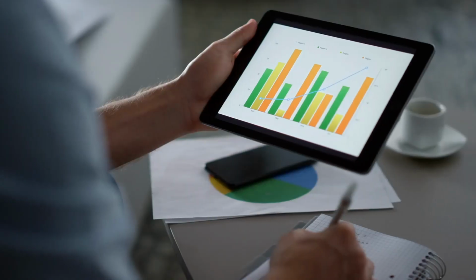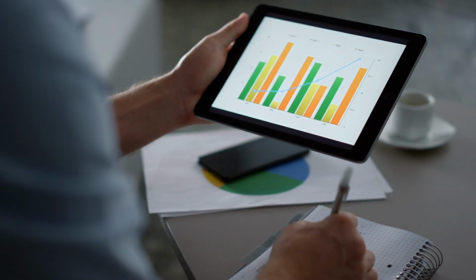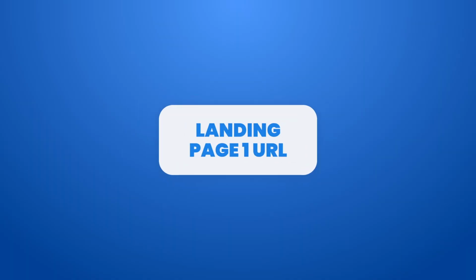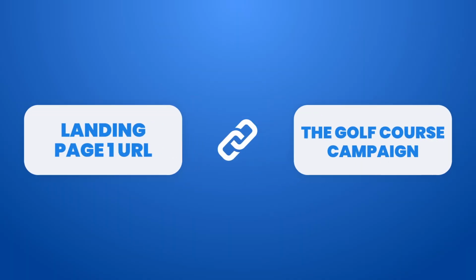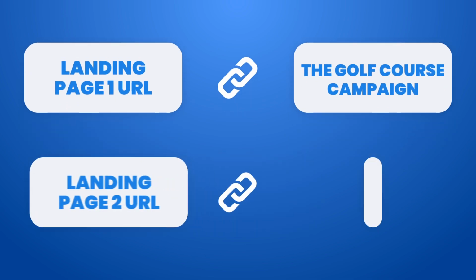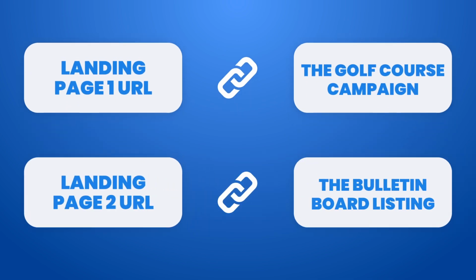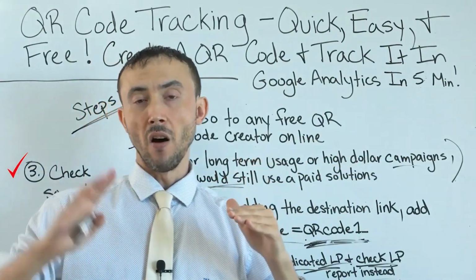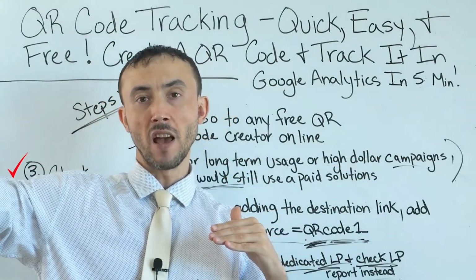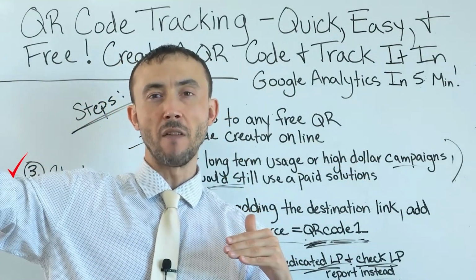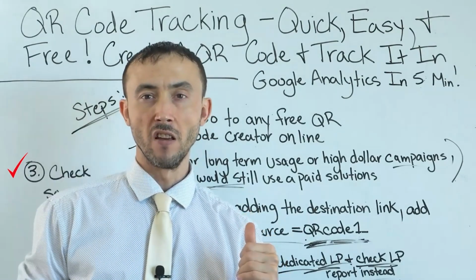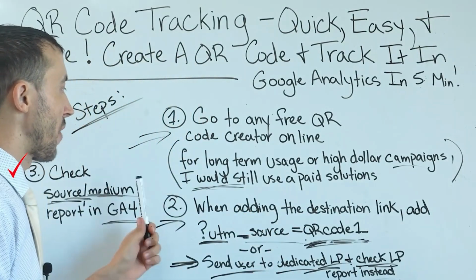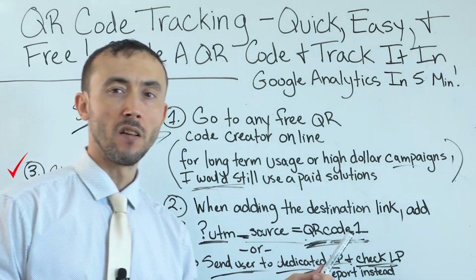You can have a key somewhere that you write down on a piece of paper or whatnot. Landing page 1 URL is linked to the golf course campaign. Landing page 2 is linked to the bulletin board listing that we did. So that at the end of the day, you go to the landing page report, and you're going to know how many QR code usages have happened from each place that you're advertising with the QR code on it, if that makes sense. So that would be the best way to get the most data, okay?